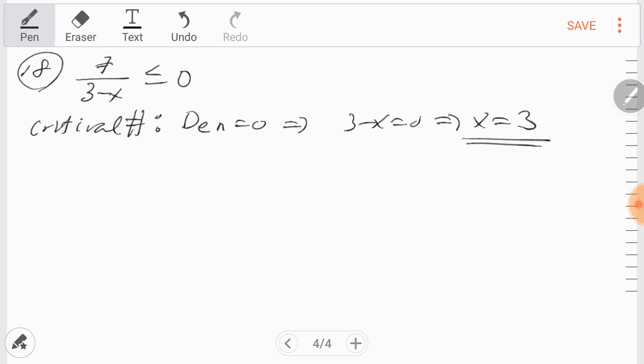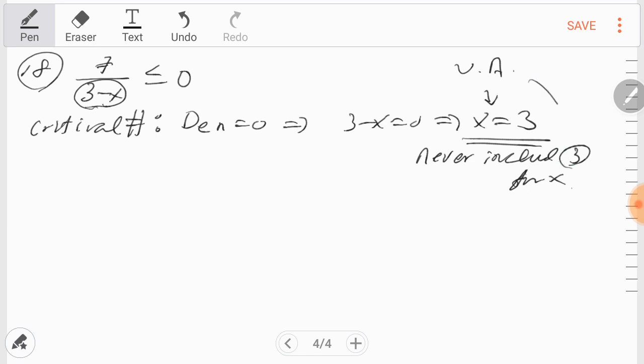When x equals 3, this is the vertical asymptote, right? So we don't allow 3 for the x value. If x equals 3, then the denominator becomes 0, and the expression becomes undefined. So we will never include 3 for x, because this is the vertical asymptote. So draw this 3 on the number line, and we will not include this number 3, even though there is an equal sign. Don't include this 3.